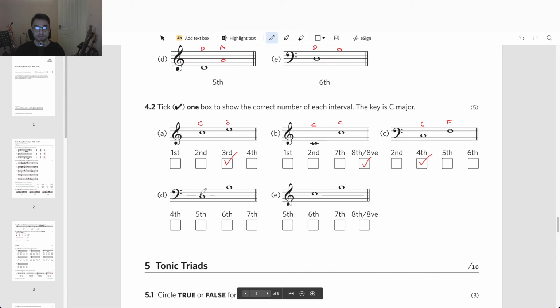Example D. Again, we're in the bass clef. We're starting on the note of C. And now we're going 1, 2, 3, 4, 5, 6, 7, or C, D, E, F, G, A, B. So it's a seventh. We've counted 7 steps up the C major scale, and we got to a B. Last example, the note of C. 1, 2, 3, 4, 5. It's a G. C, D, E, F, G. It's a fifth.